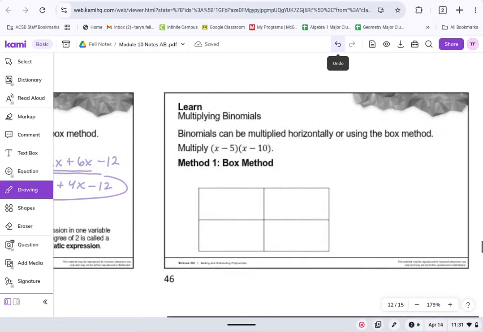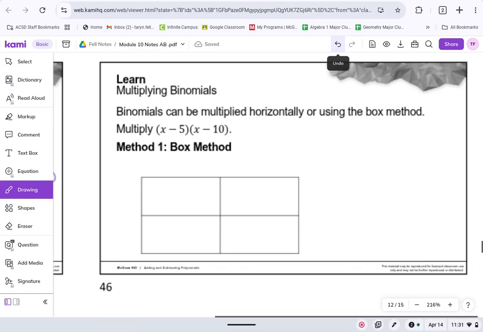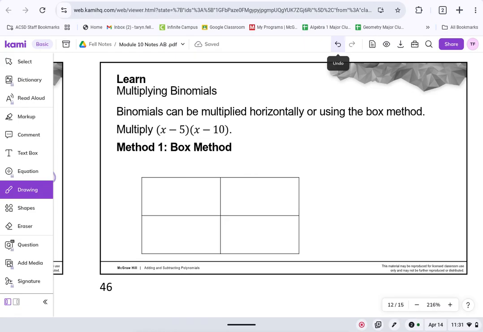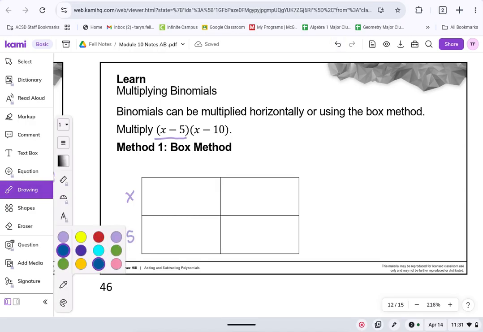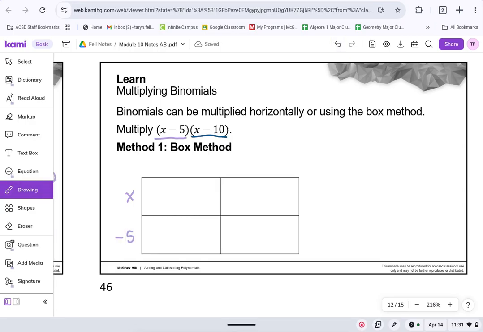On slide 46, I want you to try to set it up. It doesn't matter which one goes on the side. So for this one, if I have x minus 5, I can do x minus 5 on the side, and then I can do x minus 10 on the top. It does not matter as long as they stick together. So then when I multiply, I get x times x, which will give me x squared.